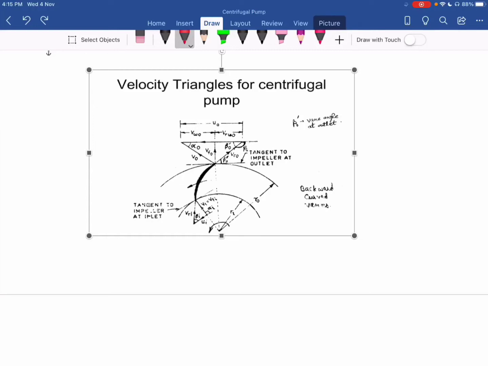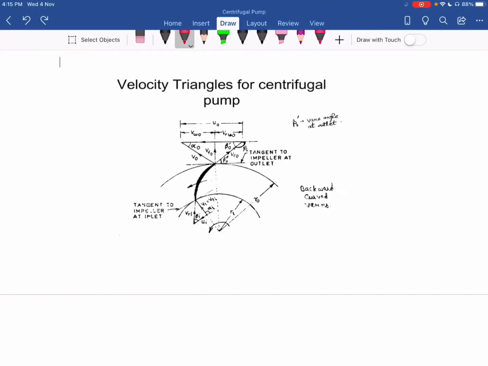Velocity triangles for centrifugal pump. Now you can see in this diagram, the velocity triangle for centrifugal pump is completely in the reverse direction to that of our reaction turbines. So you can see this is my inlet velocity triangle and here is the outlet velocity triangle.